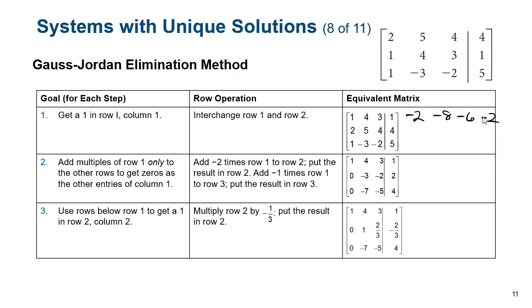The 2 and the -2 gives you a 0. The -8 and the 5 gives you the -3. -6 and 4 gives you -2. -2 and 4 gives you 2. And that's how we get the middle one.